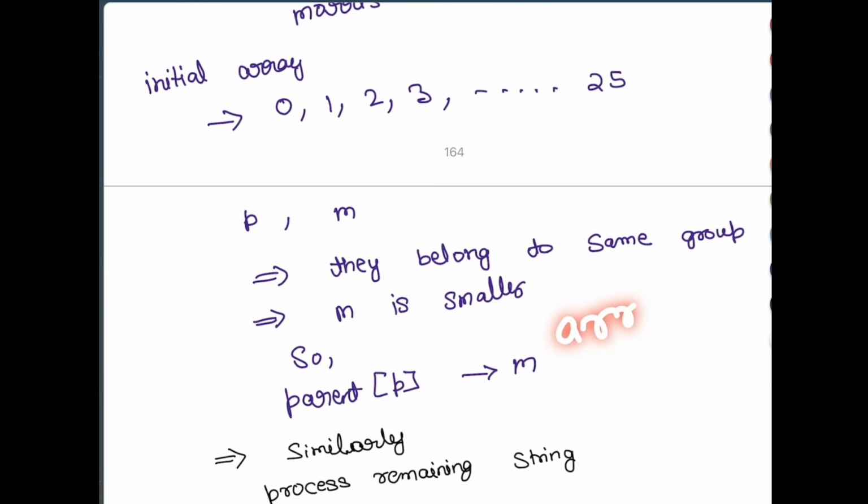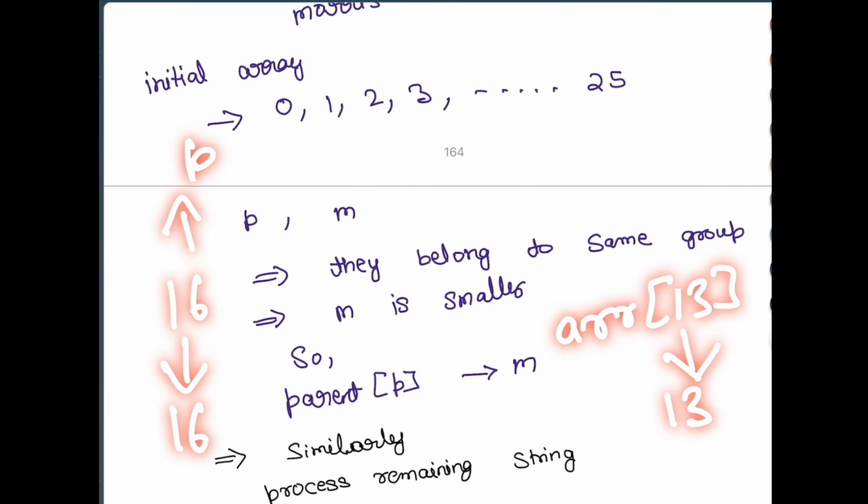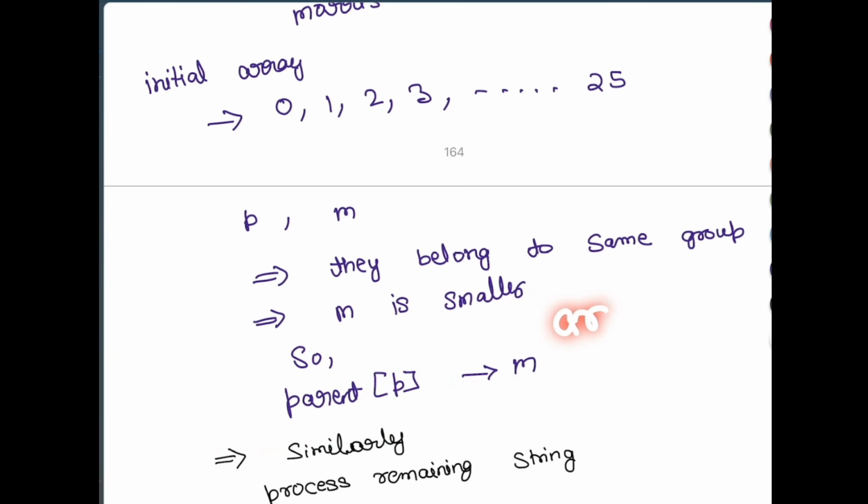In our array at index number 13, which is for M, the value is going to be 13 initially. At index number 16, which is for P, it is going to be 16. Now we need to group these together, right? Let us group them together. What is the smaller? Because we also need to make sure that we keep the parent or the leader ready, right? So M is the smaller. So I will say the parent of P is going to be M. So basically in your array at index number 16, the value is going to be 13.